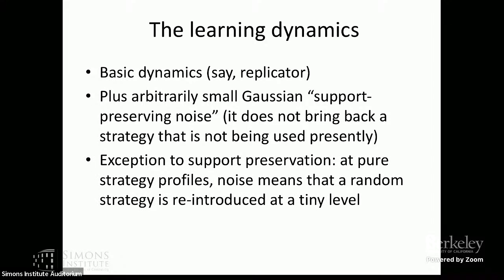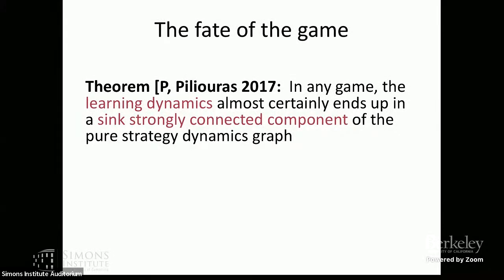There is an exception to support preservation at pure strategy profiles. Noise means that a random strategy is reintroduced at a tiny level, so that you don't get extraneous pure Nash equilibria. So this is the dynamics, and our theorem is the following: in any game, the learning dynamics that I described almost certainly ends up in a sink strongly connected component of the best response graph.